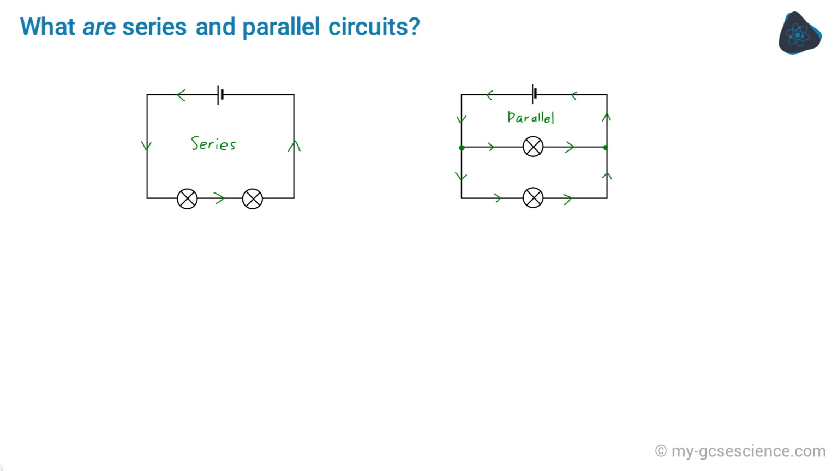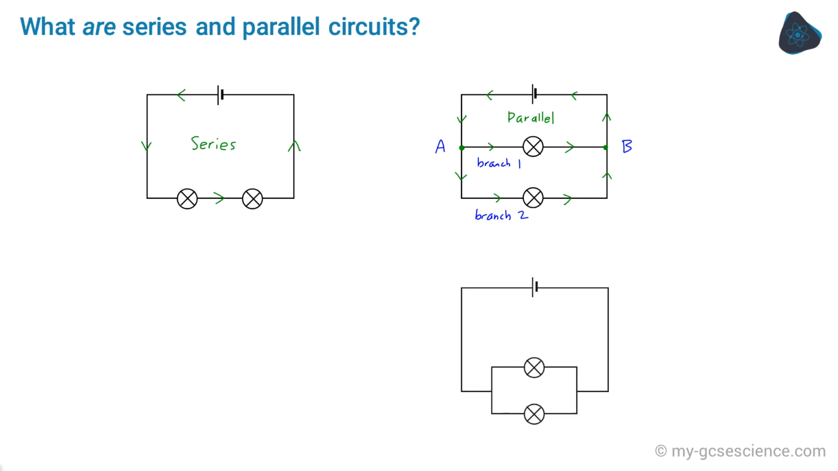So the charges arriving at A have two options in order to get to B. They can either go through the top bulb or through the bottom bulb. Now the paths which they follow have a special name in electricity. They're called branches. So the top path we call branch 1 here, and the bottom path we can call branch 2.